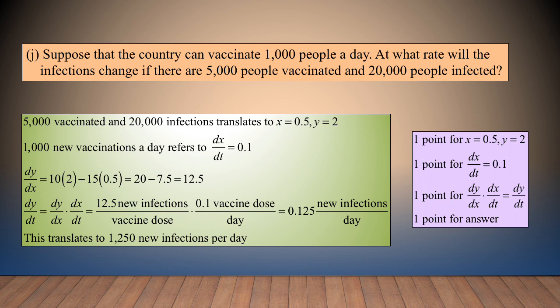1 point for changing x to 0.5, y to 2. 1 point for dx/dt is equal to 0.1. 1 point for dy/dx times dx/dt is equal to dy/dt. And then 1 point for the final answer.